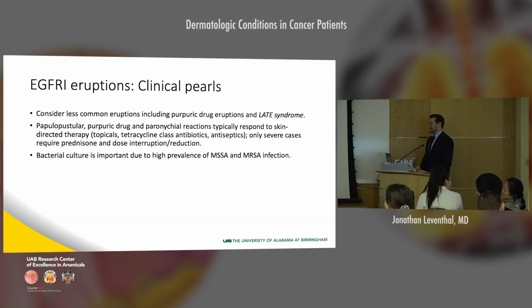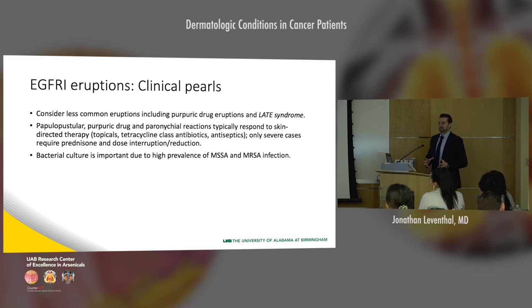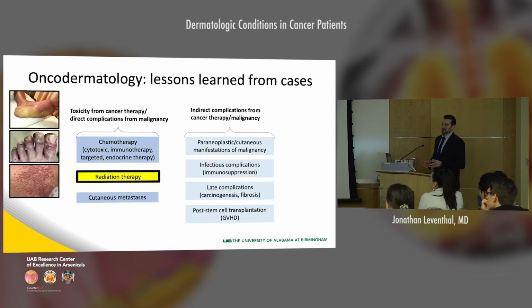And so the takeaway pearls from EGFR inhibitor rashes is I want you to consider not just the typical papulopustular rashes, but you can also get these less common, unusual presentations, such as purpuric reactions. Most respond to dermatologic therapy. And so we spoke about a few different types of rashes we've seen from systemic anti-tumor drugs. Now I wanted to shift gears and talk about radiation therapy, which commonly results in dermatologic problems.